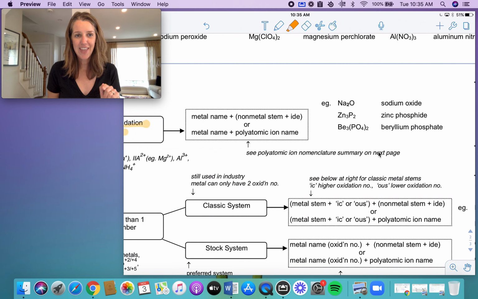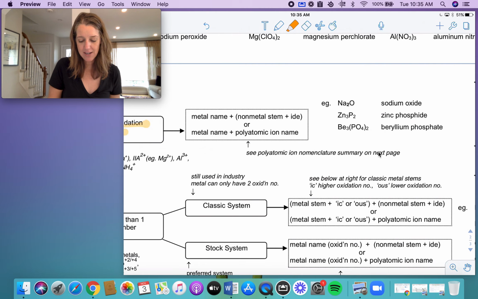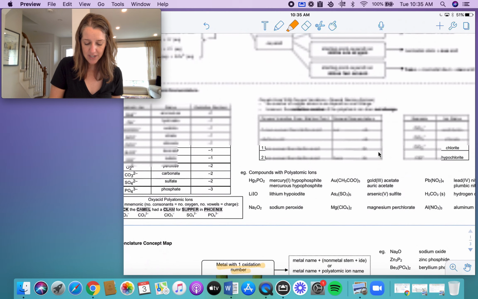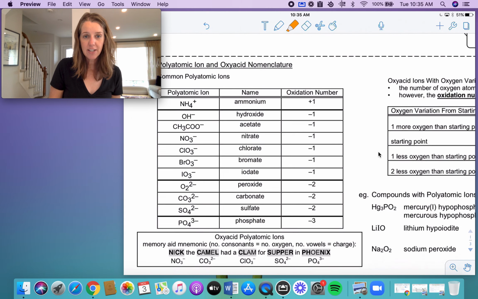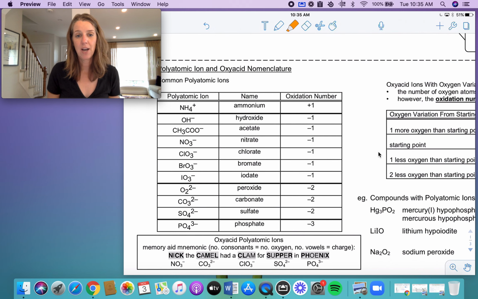Polyatomics, where are they and which ones do we need to memorize? They're on the back page. And here's your list of polyatomics that you want to memorize. Memorize them in this order because there's a method to this madness, right? We've got one that's got a +1 charge, that's ammonium. Then we're dealing with the ones with a 1- charge. We're going to look at the ones with a -2 charge and then a -3 charge.